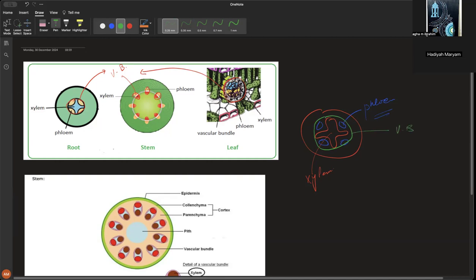Vascular bundle, right? So in the root, you have to understand, this is the arrangement of xylem and phloem. All right, this is the arrangement of xylem and phloem. We're talking about a dicotyledonous plant.